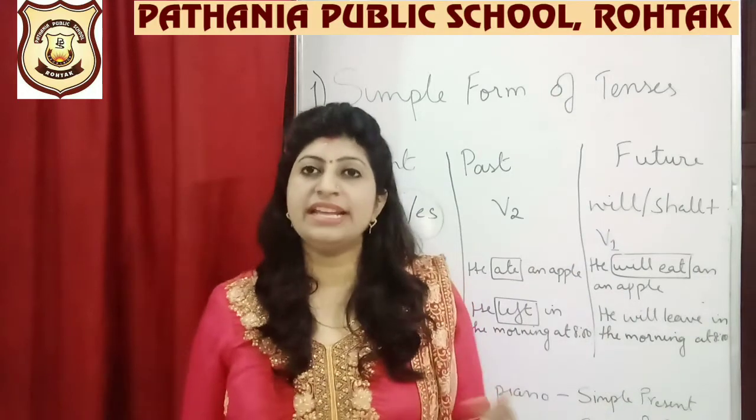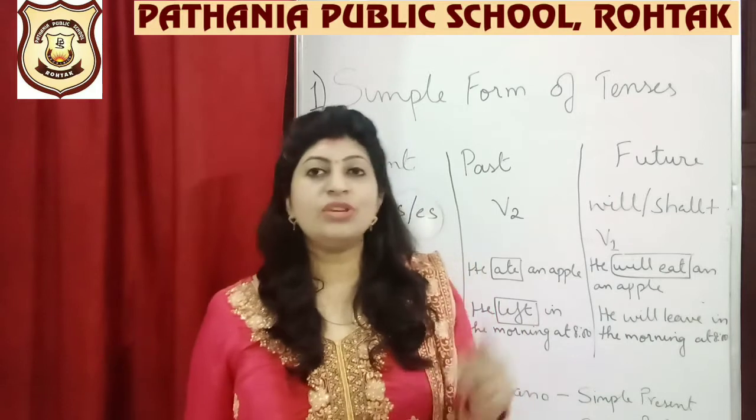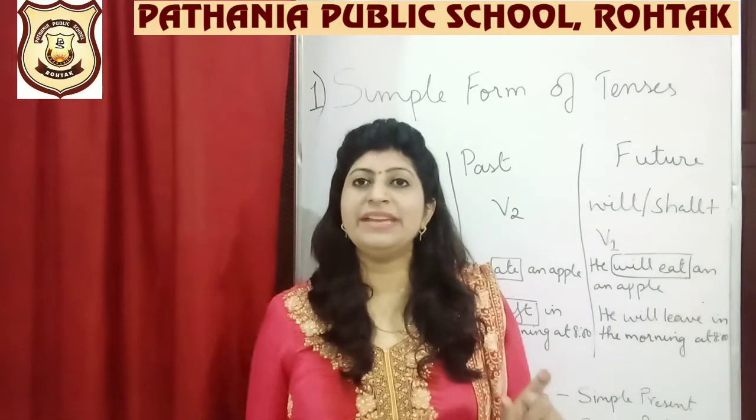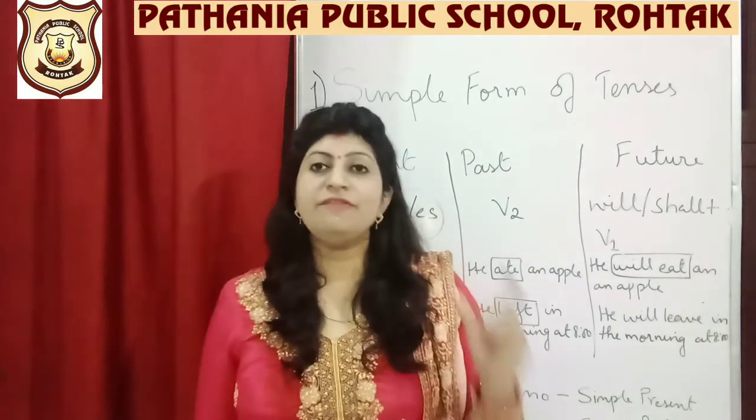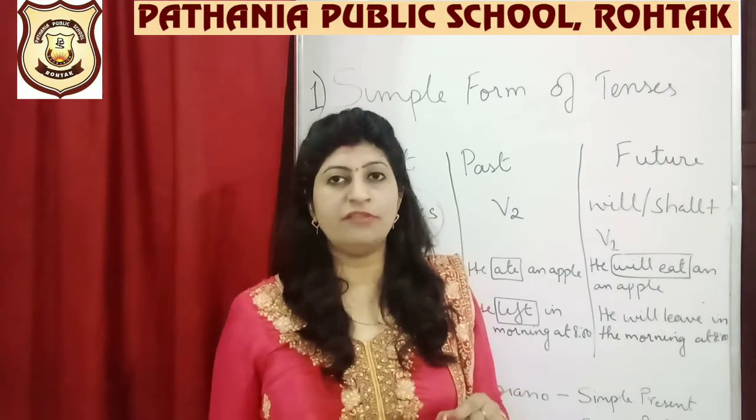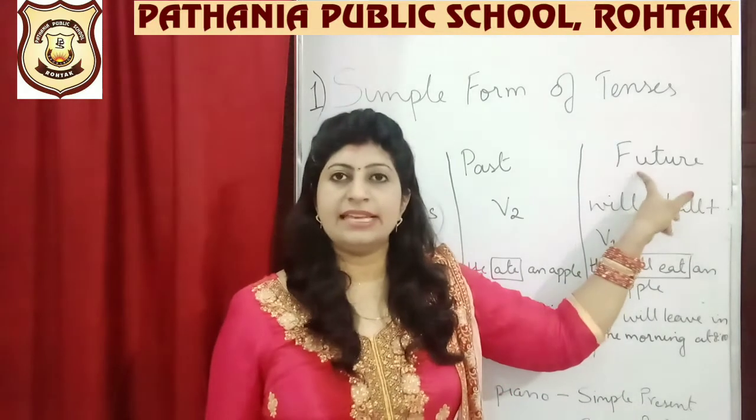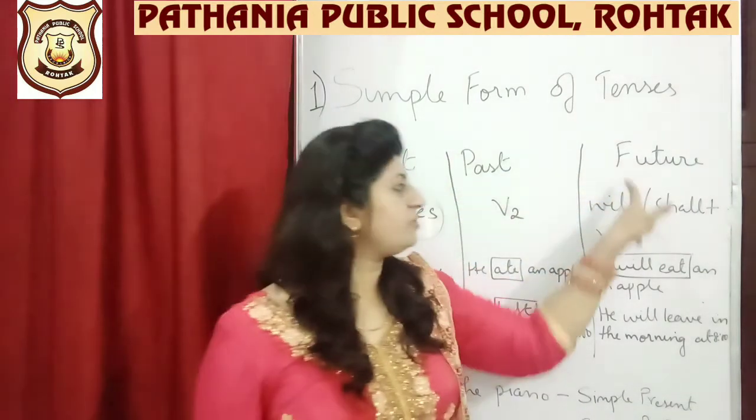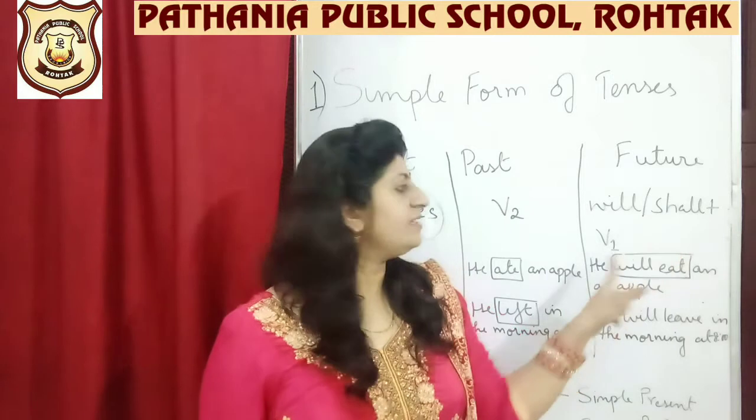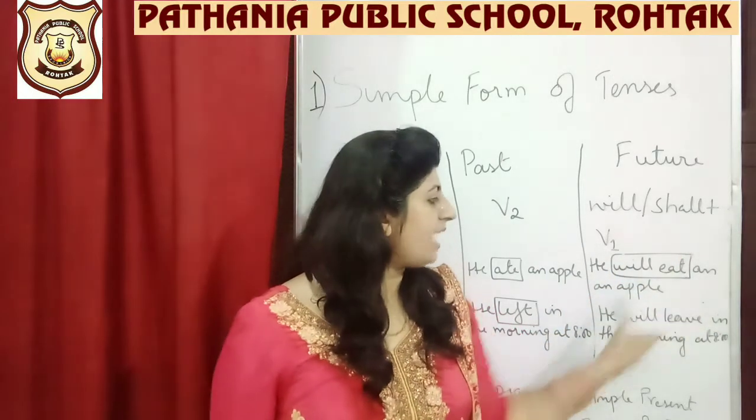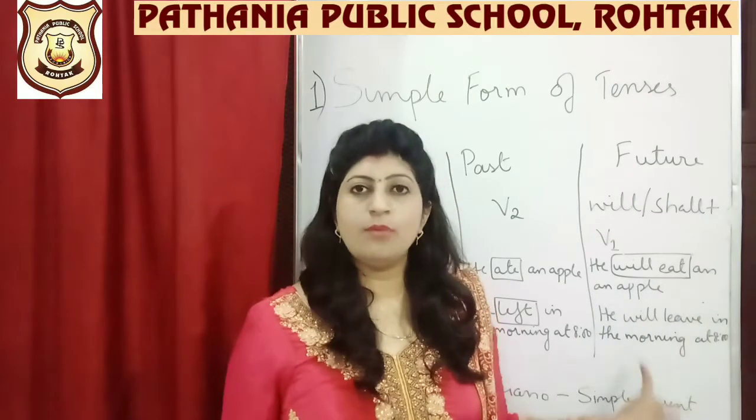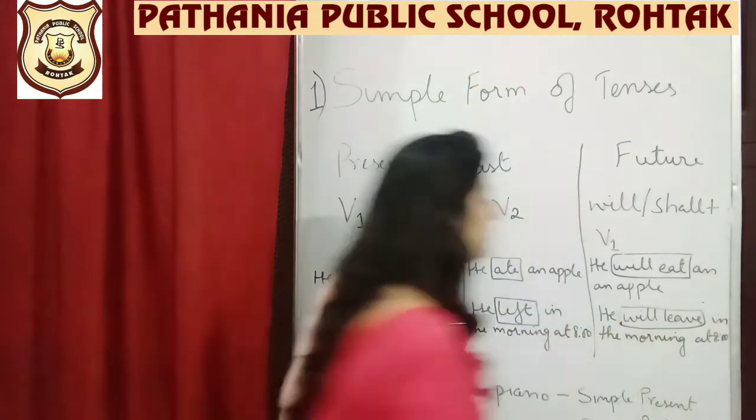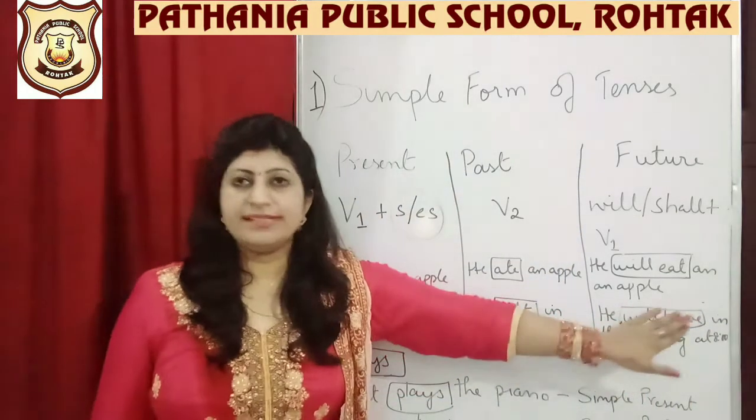Next, to know future tense, which form are we talking about? So you have to refer to the rule. So out here you can see eat. Eat word means the basic form of the verb. In which rule do we use the basic form of the verb? In simple future tense. In simple, we are studying the simple form of tenses. So in simple future we use V1. So I will say he will eat an apple. He will leave in the morning at 8. So will leave out here is your will plus V1.